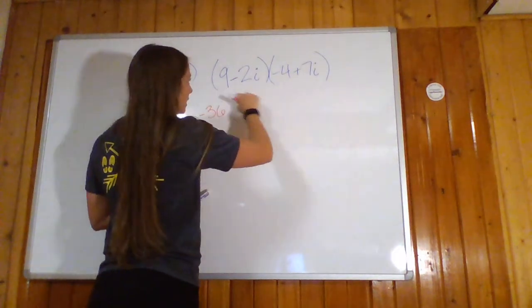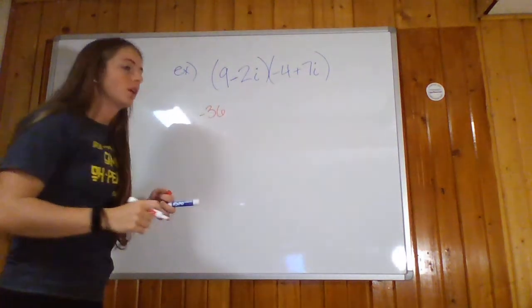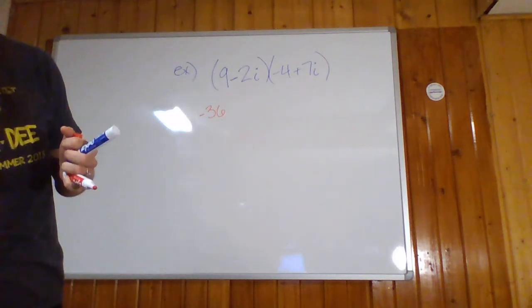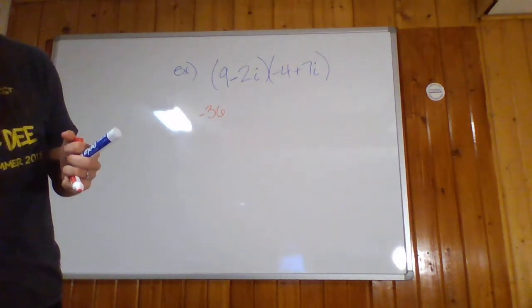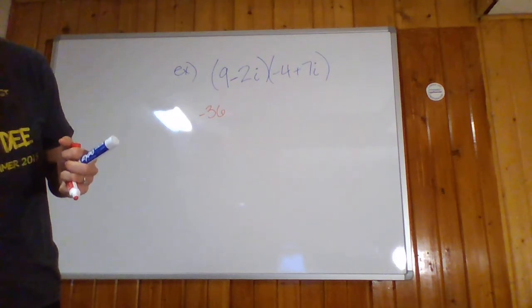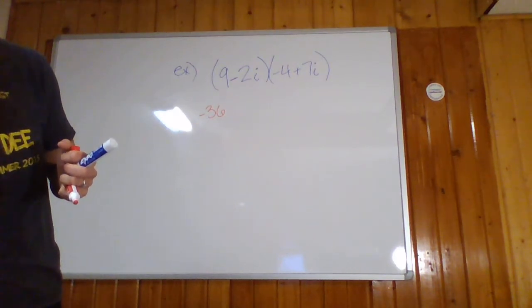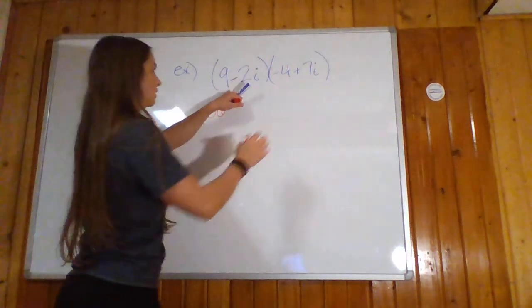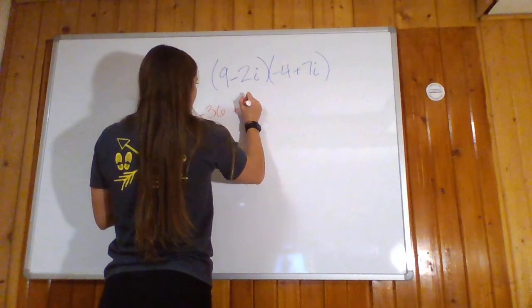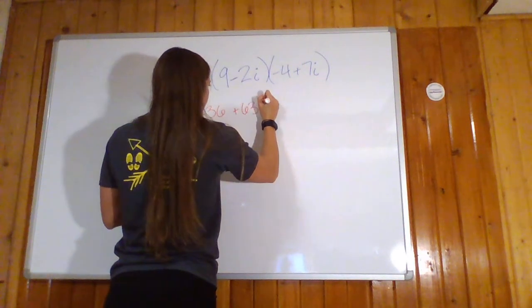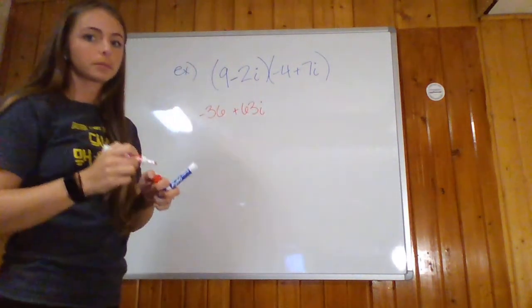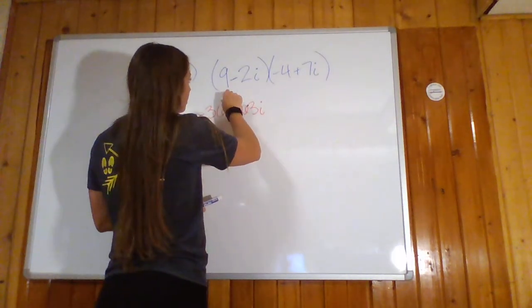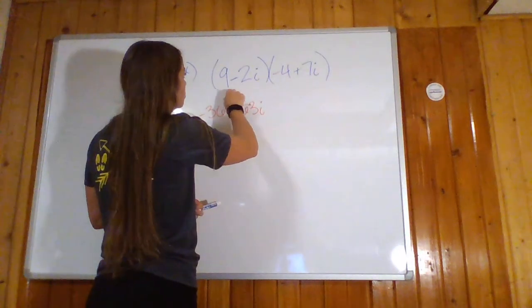Then I take 9 times 7i. So if this were a variable, we would say that we want to keep that variable, right? I can multiply these two things together, but that variable has to stay on there. So this is going to be 9 times 7i. It's going to be positive 63i. Okay, just like if there were an x there. Now I'm done here, so I'm going to move on to my next one.